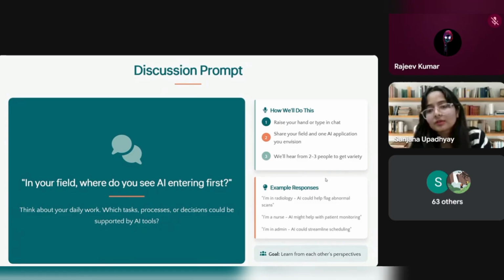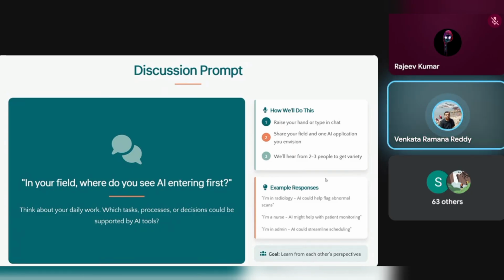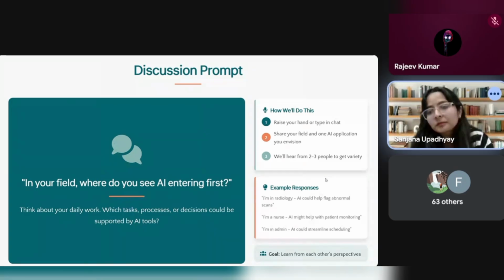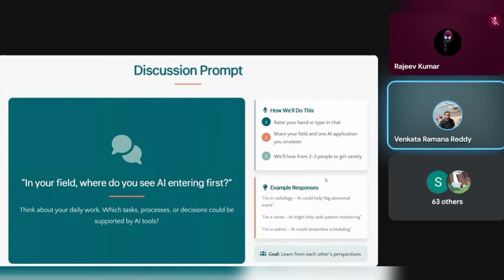I think as a clinician, we'll be more interested in evaluating the LLM's output, the AI output. Yes, correct. I will take one minute, then I think I'll give it over to you.